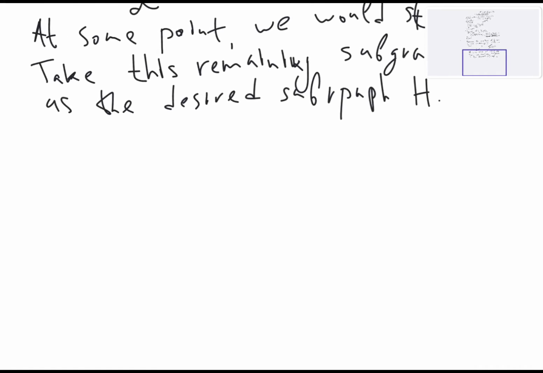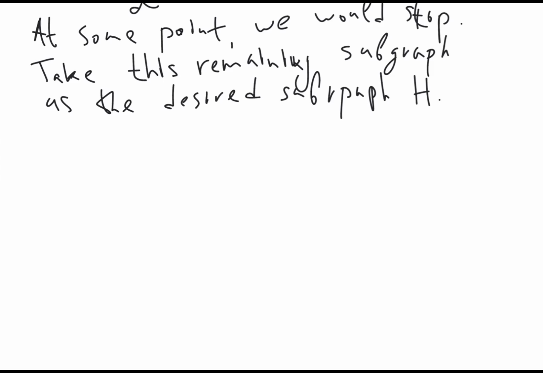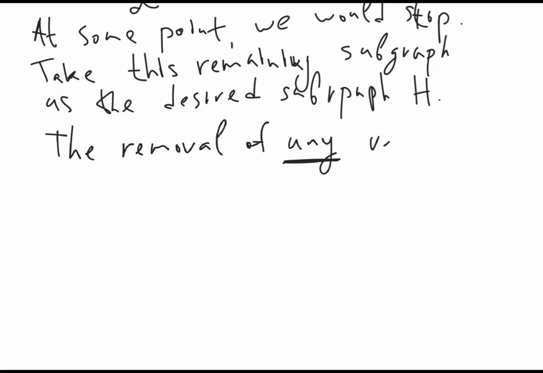Now this subgraph H has the property that the removal of any vertex of H strictly decreases its chromatic number. It's important that it is any vertex, not just some vertex, but any vertex.